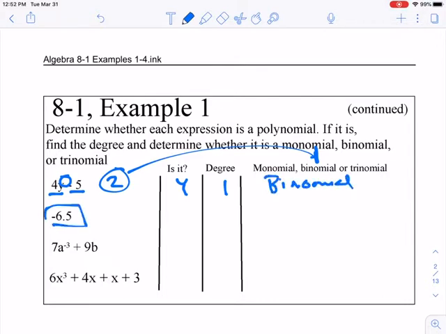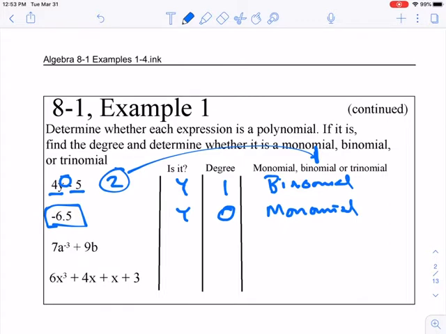Negative 6.5, there's only one term, but it's still a monomial. It does not have to have a variable. So yes, the degree of this would also basically be 1. Although in the book it says that it is 0. So they must mean the degree must be on a variable. So the degree would be 0. Monomial, binomial, trinomial, this is a monomial.